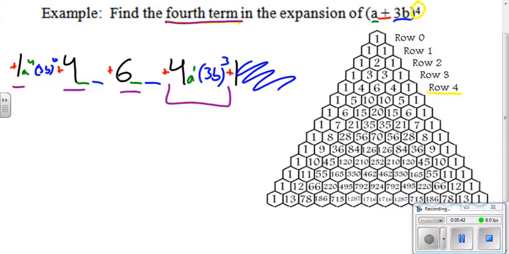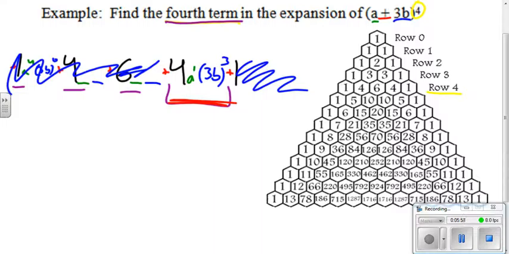Notice I'm not writing anything over here. We don't need it, and we don't need any of these terms. I wrote them in just to keep my place value so I know where I'm at. But really, in the end, all we're looking for is this piece here. And we've got everything we need. We just have to solve it out now.